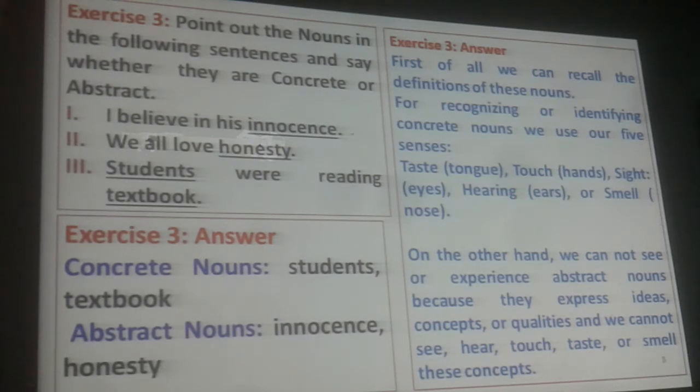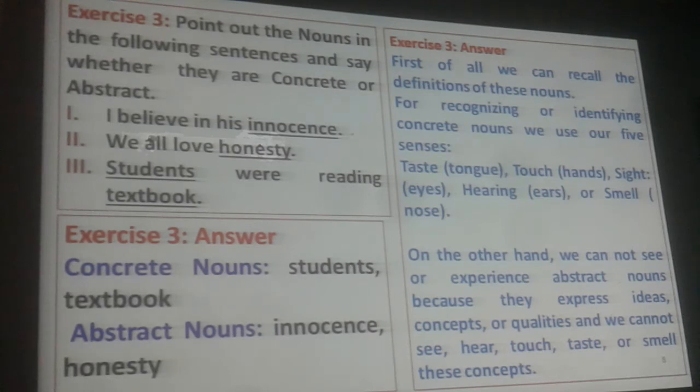In taste we use tongue, in touch we use hands, for sight we use eyes, for hearing we use ears, for smell we use nose. On the other hand, we cannot see or experience abstract nouns because they express ideas, concepts or qualities, and we cannot see, hear, touch, taste or smell these concepts. So this is the difference between concrete noun and abstract noun.